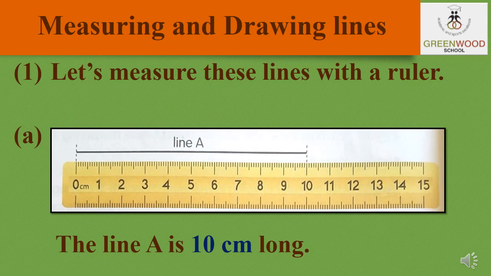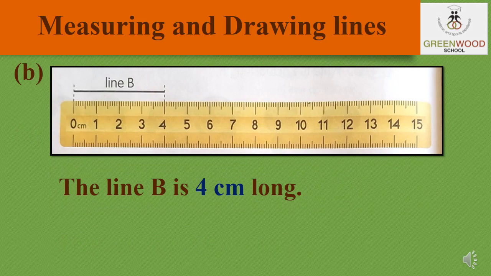First we will see the measuring part. Let's measure these lines with a ruler. As you can see in the picture, one line A is given to you, and below that we have placed the scale. Look how the scale is placed. It starts from the 0 marking, and the line A ends at the number 10. So I can say that the line A is 10 centimeter long.